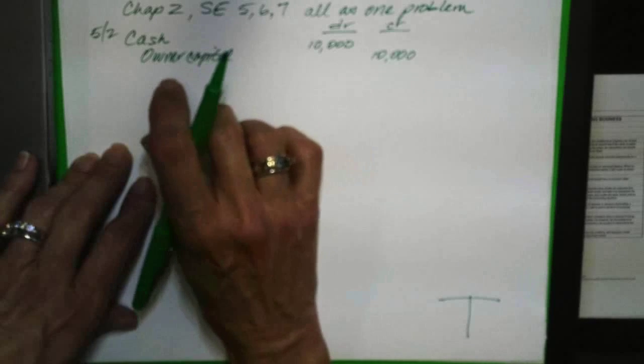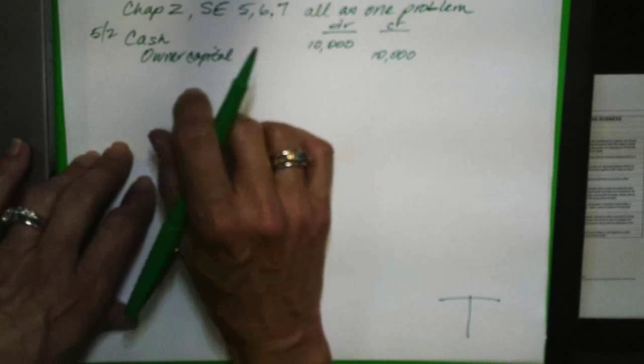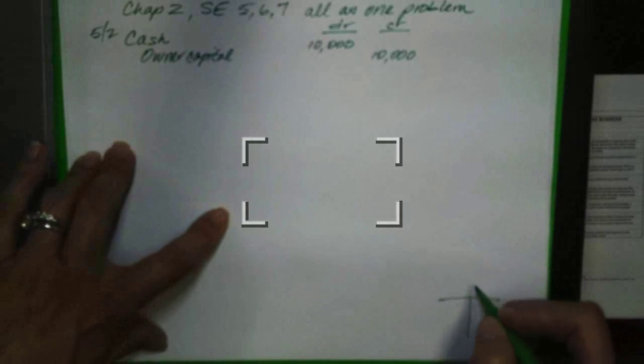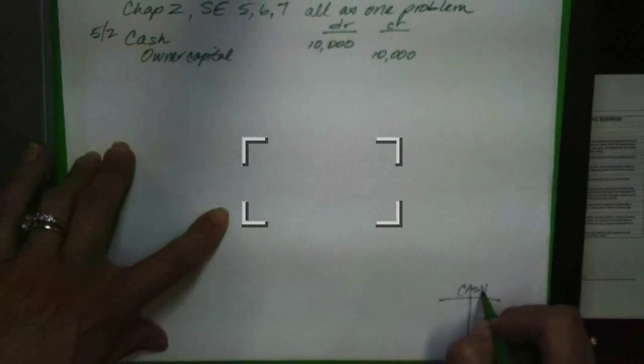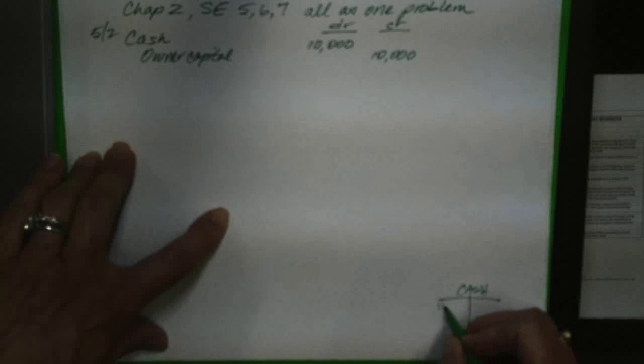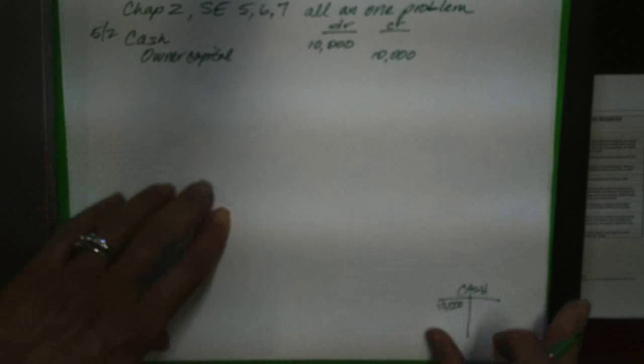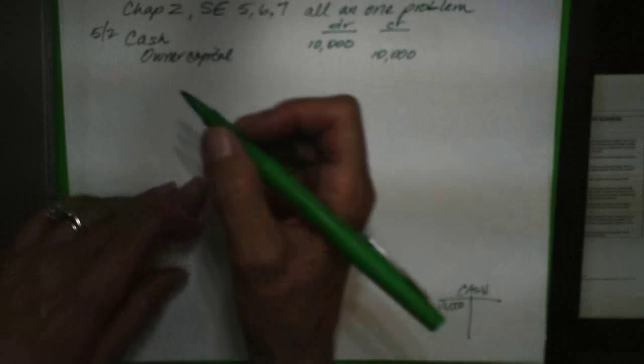I'm trying to figure out if I should do the T accounts as we go. I think we'll go ahead and do that. So cash is up 10,000, and I think I will start more T accounts over here. Owner capital is up 10,000. So I'm just recording in the T account, debits on the left, credits on the right. This is just like a general ledger page in the accounting system for the company.